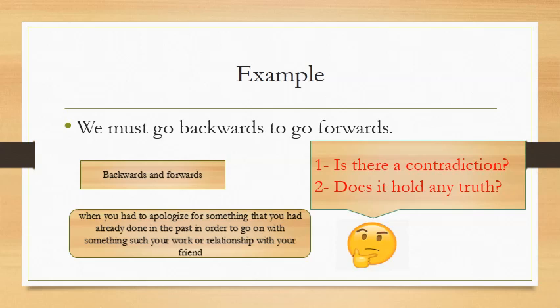Remember a time when you had to apologize for something that you had done? A mistake. Let's say you lied to a friend, or you lied to your dad. What did you do? Didn't you have to go back and apologize in order to get your dad's trust or your friend's trust? I know I'm not supposed to lie, but it happened. So this is an example of when they say we must go backward to go forward. You must go backward and apologize for the mistake that you did in order to get your dad's trust and keep going.